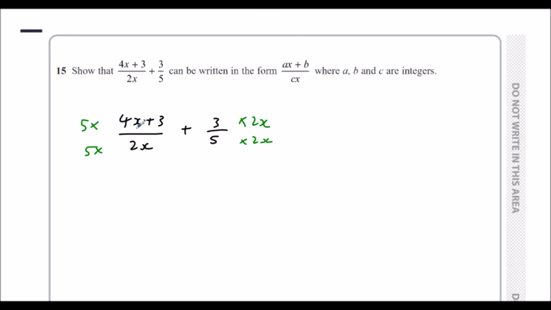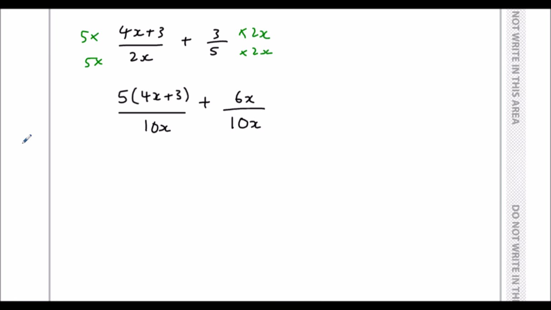So 5 times (4x plus 3). I'll write that as brackets. 5 times (4x plus 3) over 5 times 2x, which is 10x. 3 times 2x is 6x. 5 times 2x is 10x. So now we've got our common denominator, so we can add the fractions. So we're going to have 5 times (4x plus 3) plus 6x all over 10x.